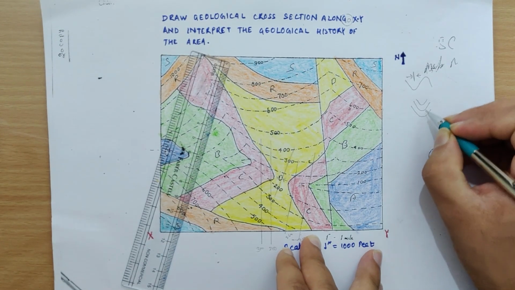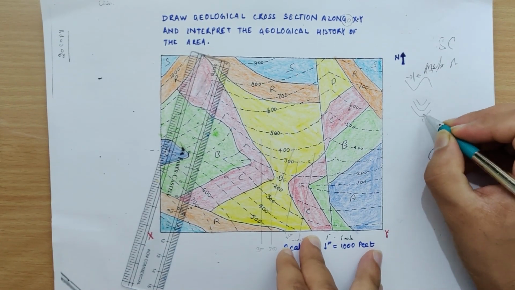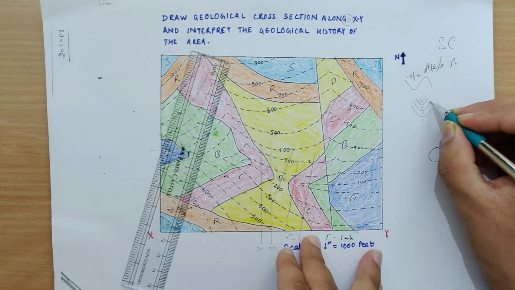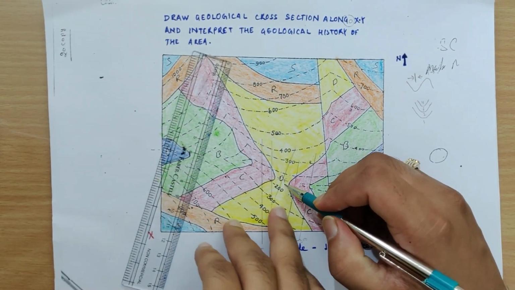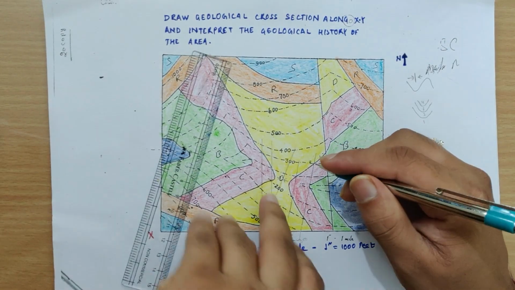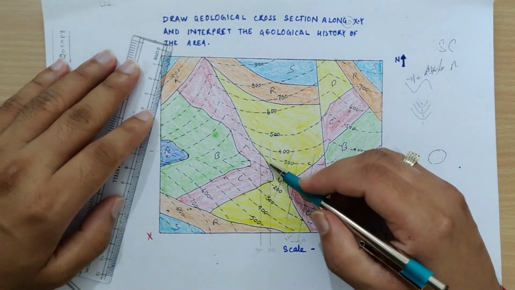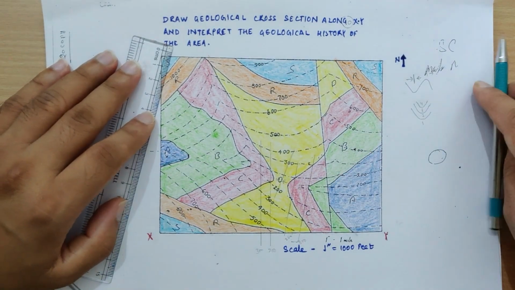So if this is bed number 1, this will be 2, this is 3, this will be 4. This is the youngest bed. So at the core of a syncline we have the youngest bed. It means this would be the youngest. So if we have 4 beds, this will be bed number 4.